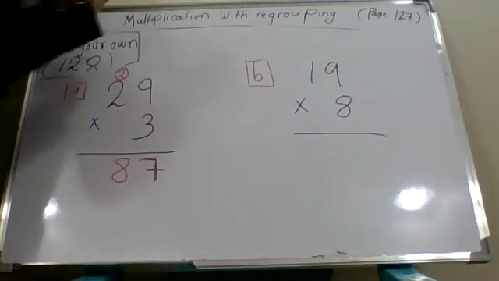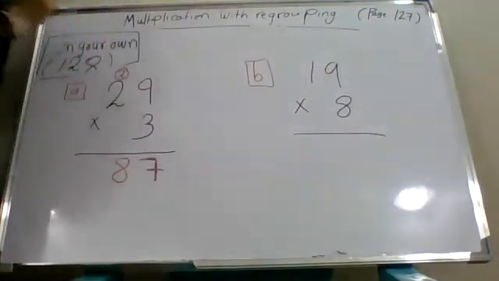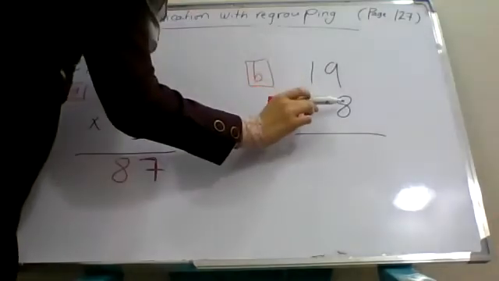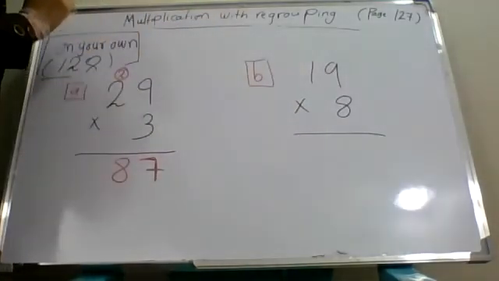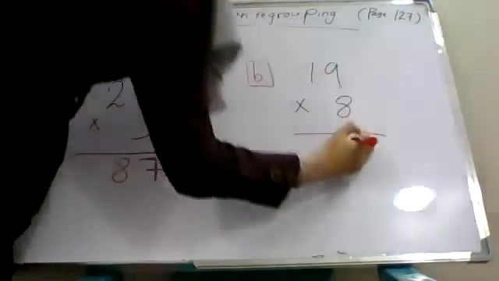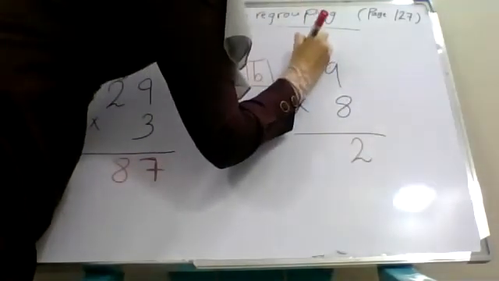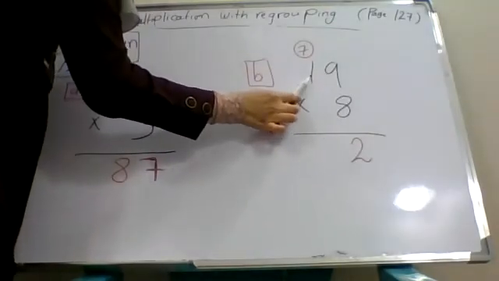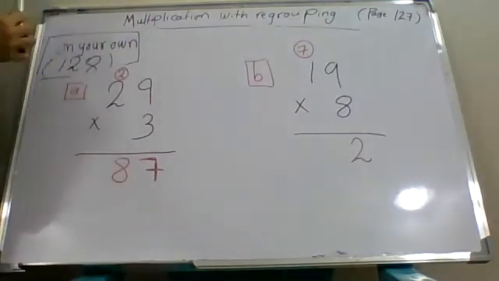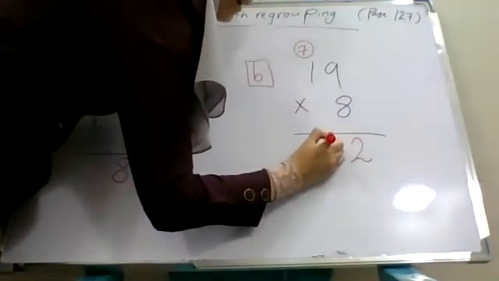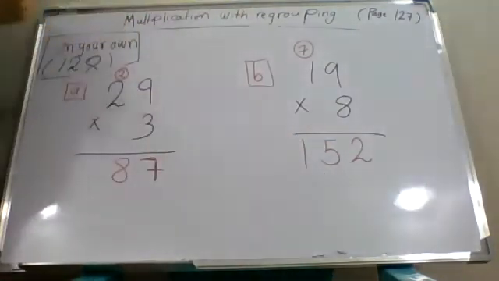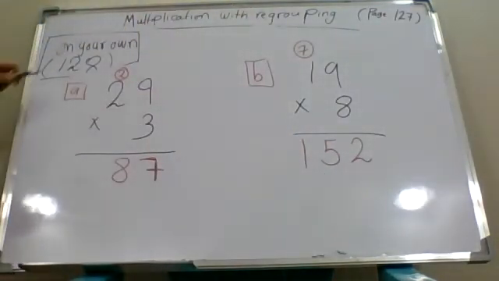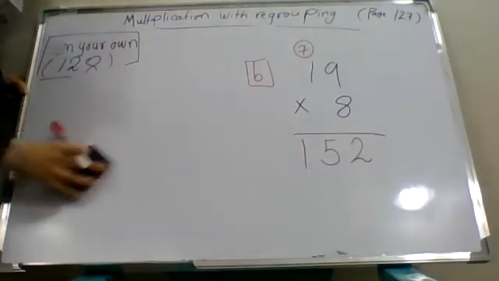Now, I have 19 times 8. I will write the ones place first. 8 times 9 equals 72. So I write number 2 down here and the 70 on top of the tens place. I regroup it with the tens place. I have 8 times 1 equals 8. Then I add it to the 7, which is 8 plus 7 equals 15. I write here 15. It's 152. This is the answer for question number 2. We will do number 3 and number 4.